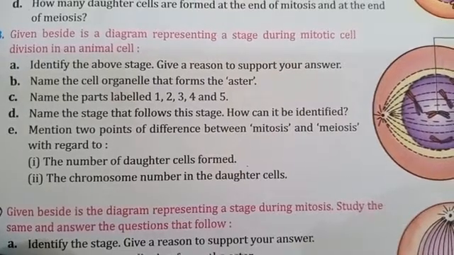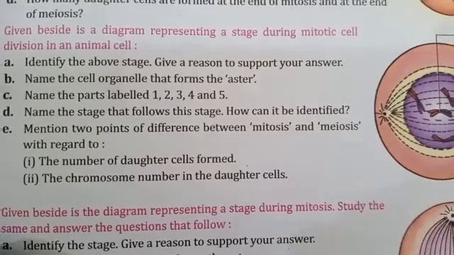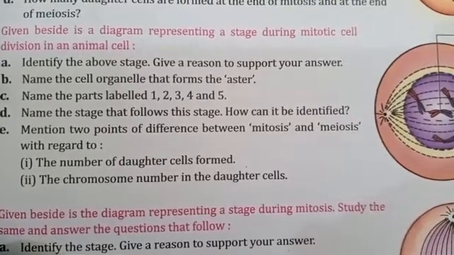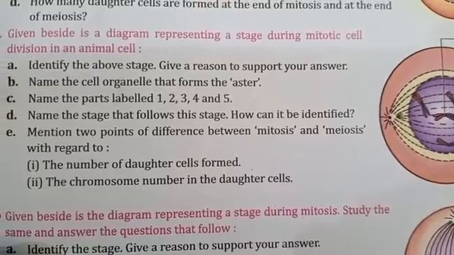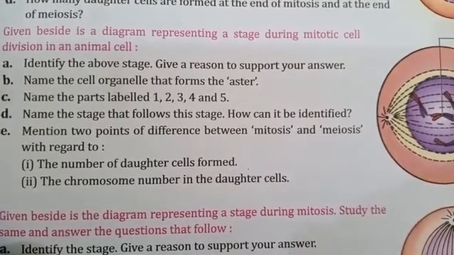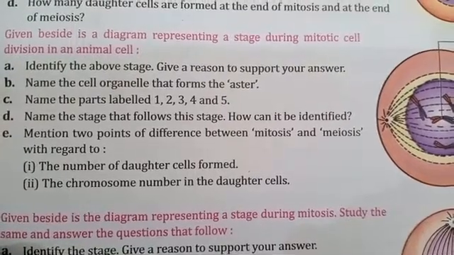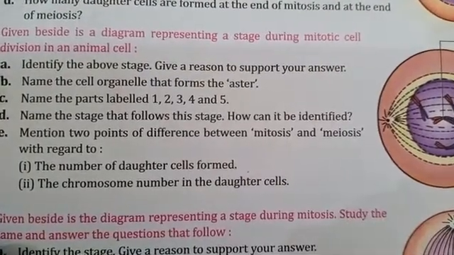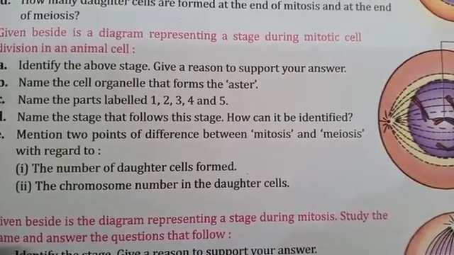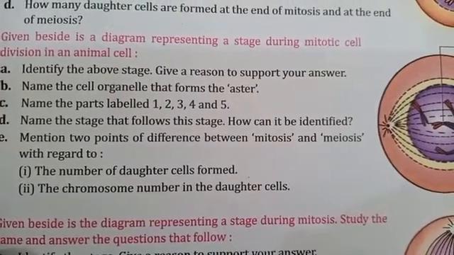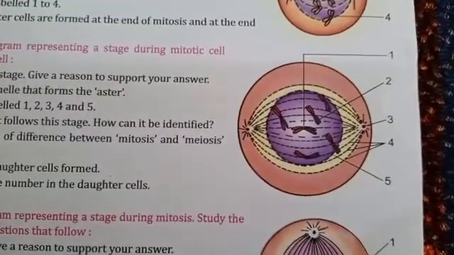Mention 2 points of difference between mitosis and meiosis with regard to the number of daughter cells formed and the chromosome number in the daughter cells. See here, question number E is very important. You have to differentiate between mitosis and meiosis on the basis of number of daughter cells formed. Okay? And on the basis of the chromosome number of the daughter cells. See this figure again.